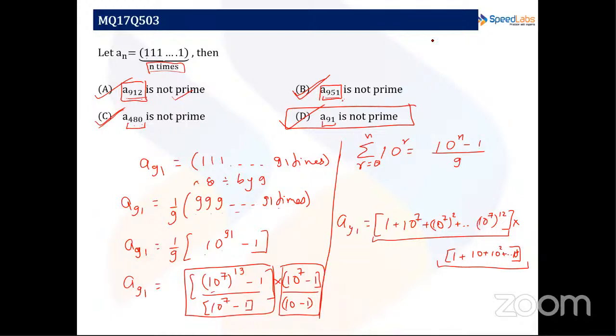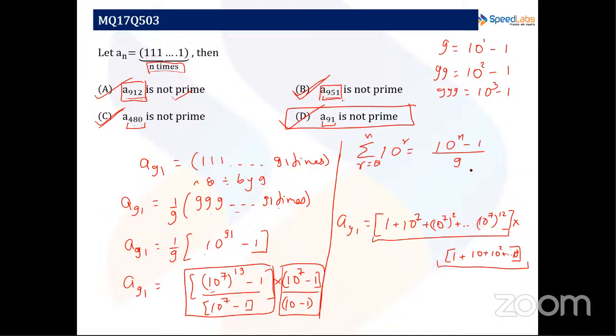So here we know that this term will be equal to 10 to the power 91 minus 1. See, 9 we can write as 10 to the power 1 minus 1, 99 we can write as 10 to the power 2 minus 1, 999 we can write as 10 to the power 3 minus 1. So 91 times will be 10 to the power 91 minus 1. Now here we can see that 91 is 7 into 13. So we can write 10 to the power 7 whole to the power 13 minus 1.